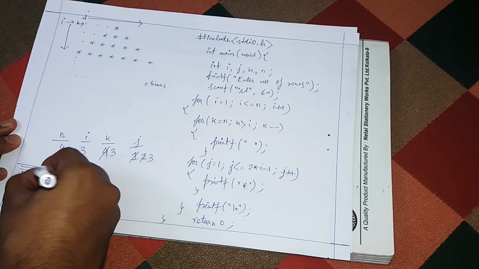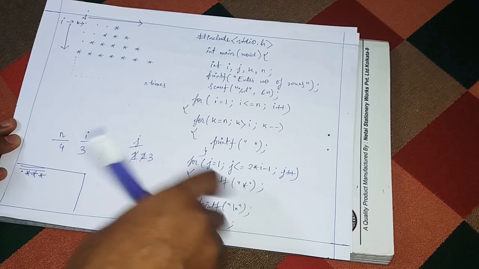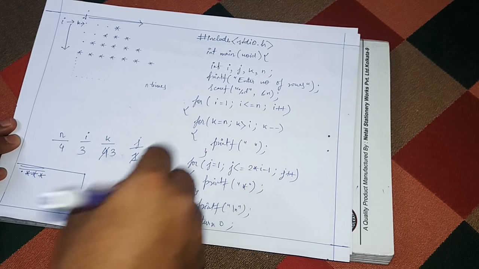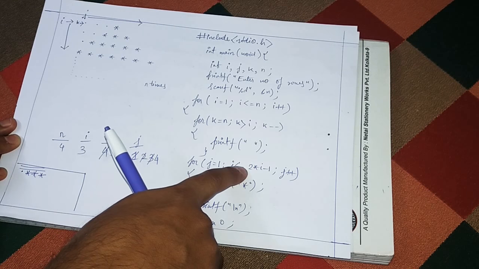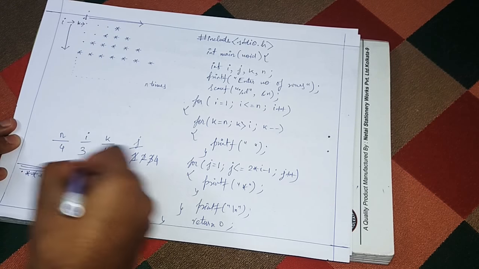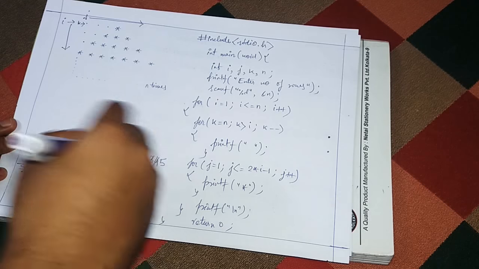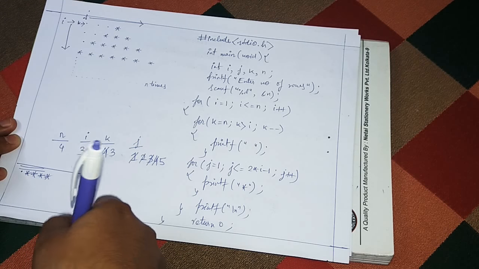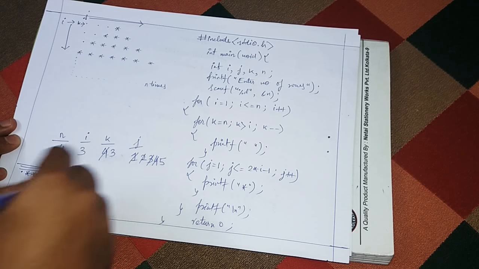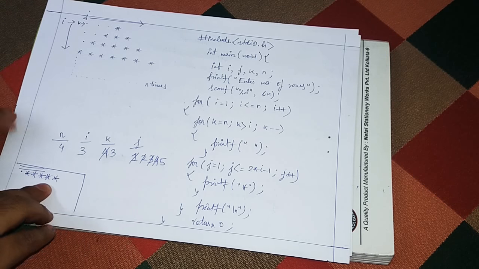It will print a star. Again it will increment j. It will check, is 4 less than or equal to 5? Yes, true. So it will again print a star. Again it will do j plus plus, which is 5. It will check, is 5 less than or equal to 5? Yes, true. So it will again print a star. So it will print 5 stars in the third row.